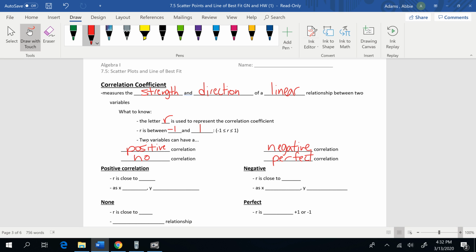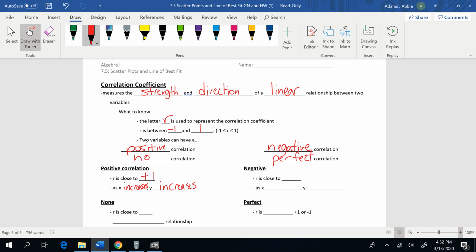But what does that mean? Well, just like with slope, our positive correlation is directly related, so they have a direct relationship. So in this case, our R value is close to +1, and as x increases, y increases.